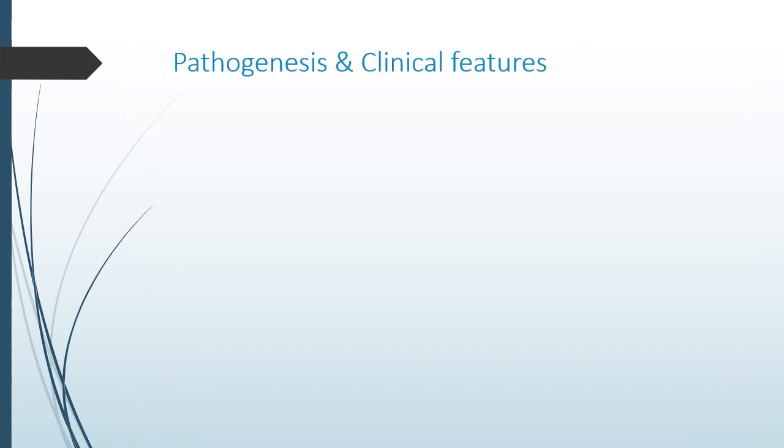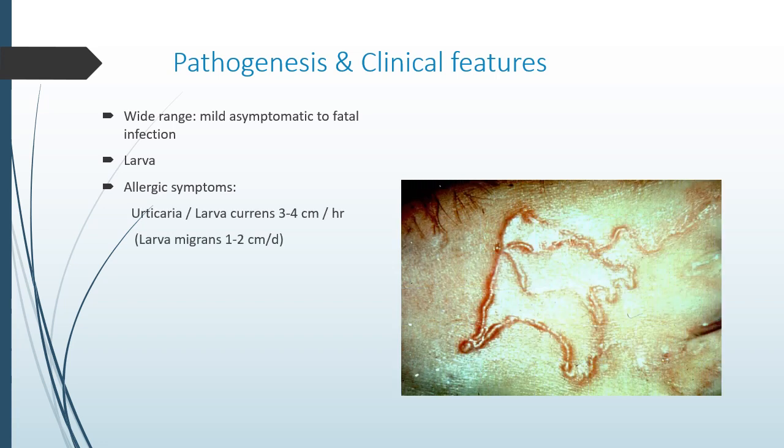Now we see the pathogenesis and clinical features. There is a wide range of clinical features. It may range from mild asymptomatic to fatal infection, which may lead to death of the patient. So a very wide range. In pathogenesis, the larva produces allergic symptoms, and it moves really fast. That movement would leave a track in the skin, beneath the skin, and that is known as larva currens.